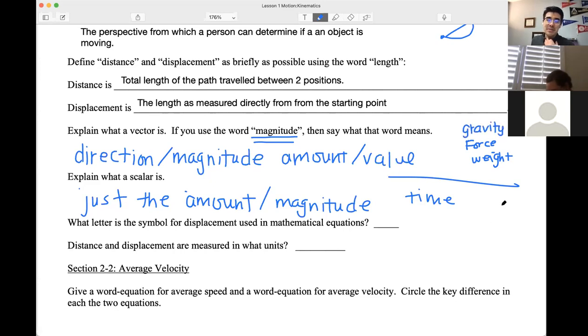What about speed? Is speed a scalar or a vector? Scalar. Speed is a scalar, right? We don't care about which direction it's going.